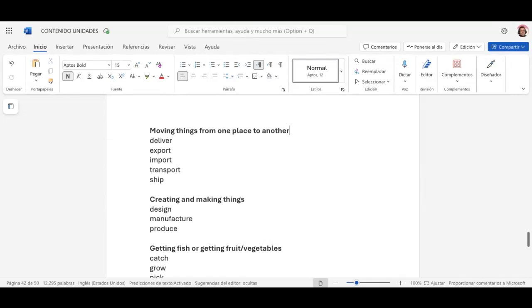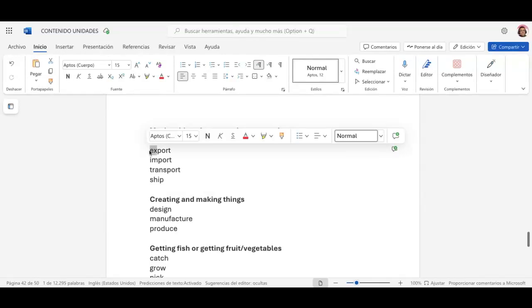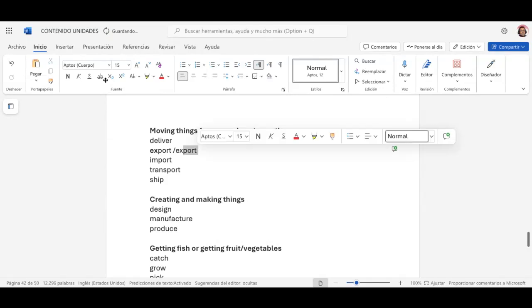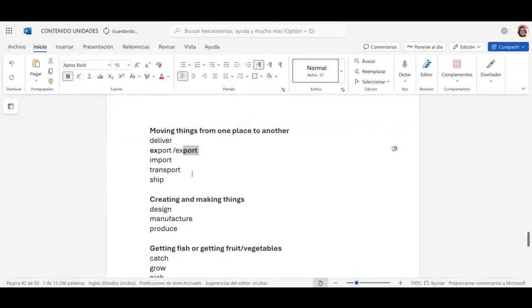Okay, that's the contrastive accent. This is a very important pronunciation issue in this case. You need to remember that it's not the same to say export, or in this case export, that to say export. Depending on which syllable we put the stress, is going to be the meaning of the word. Exactly. If we change the pronunciation, the meaning is going to change too.